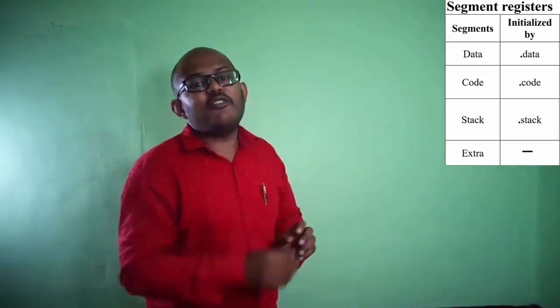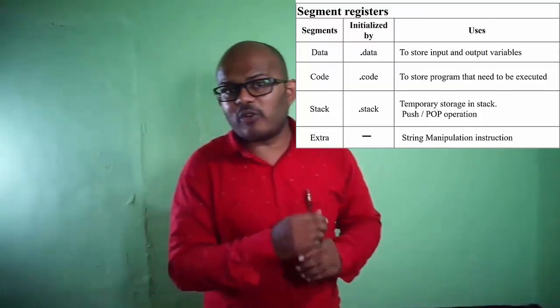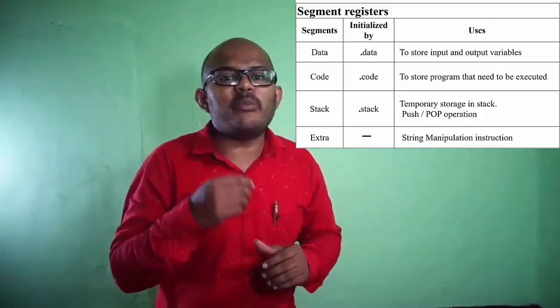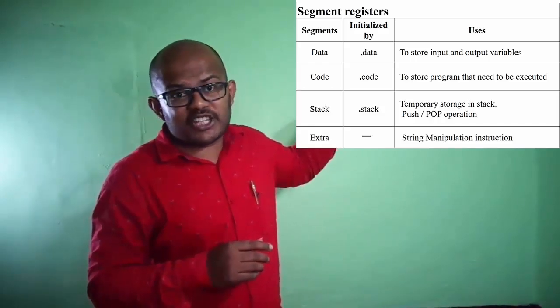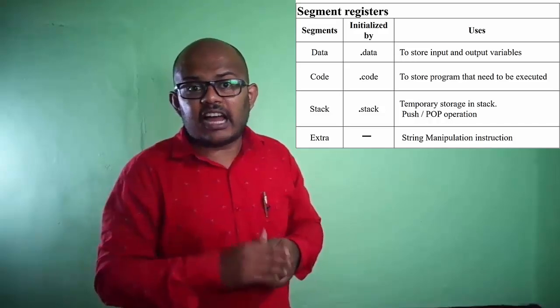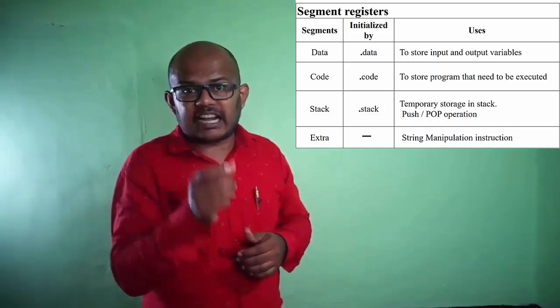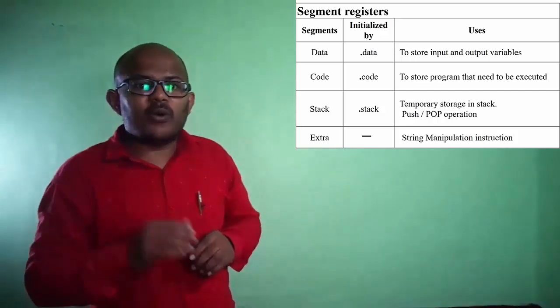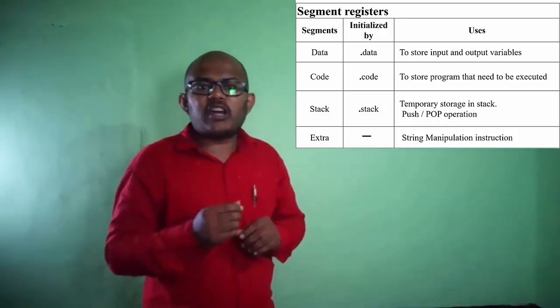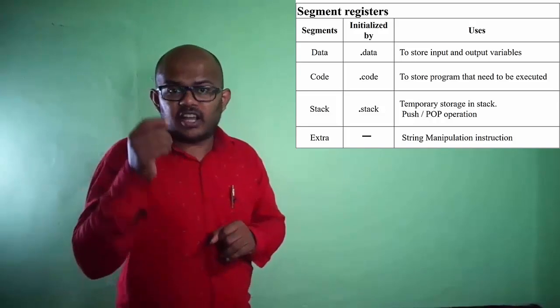Now, if you want to initialize input-output variables, you make use of the data segment. Or if you want to display any information, similar to printf, you store your message in data segment memory. What is the use of the code segment? The program or the code you write is stored in the code segment.